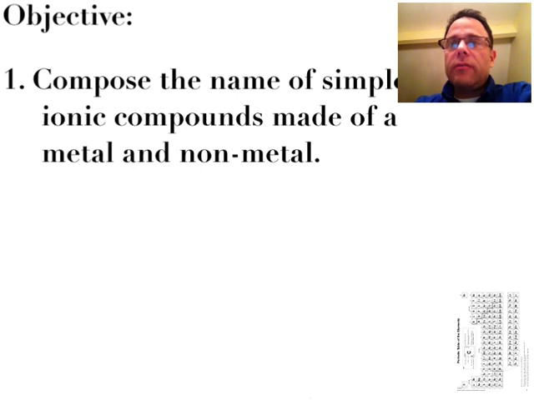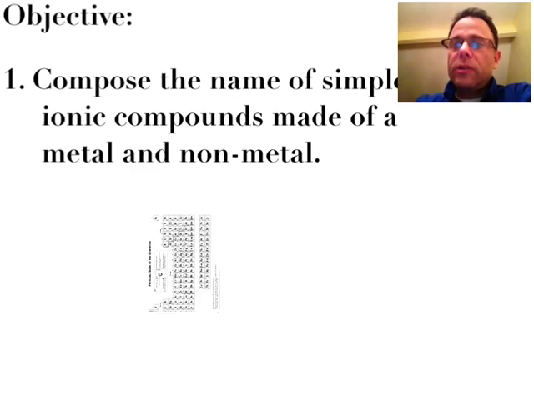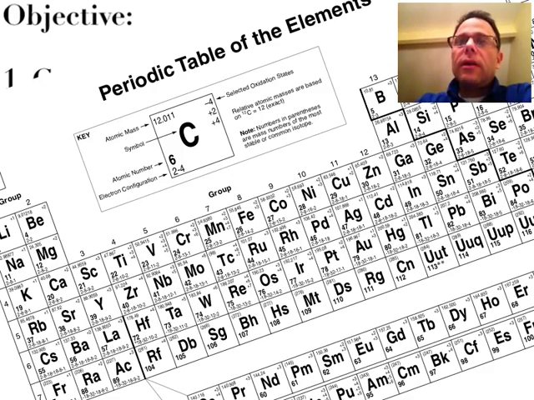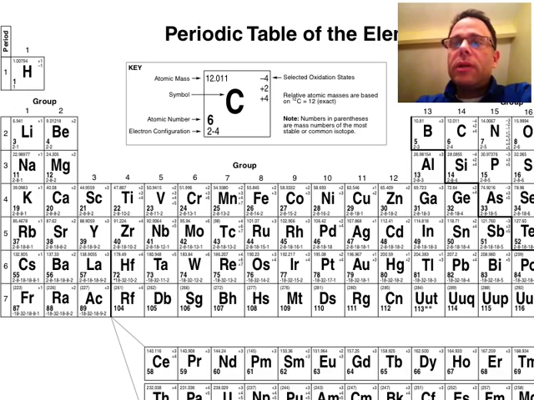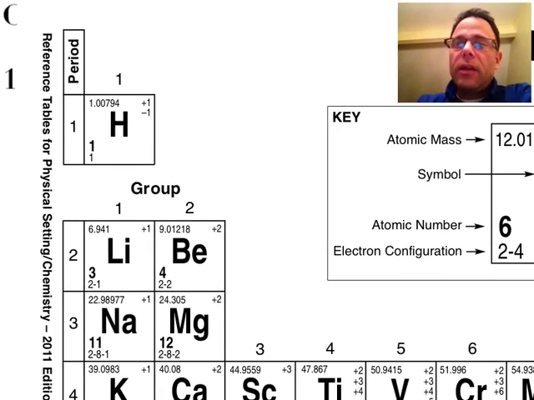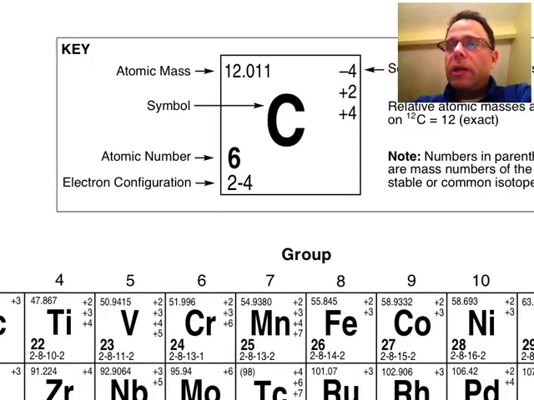Let's take a look at objective 1. Compose the name of simple ionic compounds made of metal and nonmetals. The periodic table is right here. I want to confirm for you that in fact metals become positive ions. Here is a metal right here, and it becomes a positive ion, a cation: beryllium +2, calcium again becomes a positive ion. This will become important later.